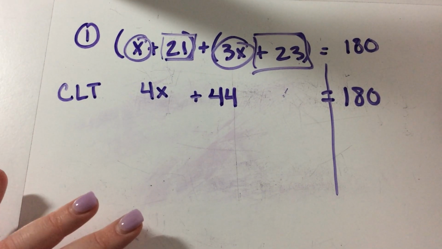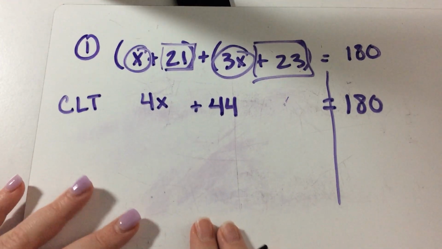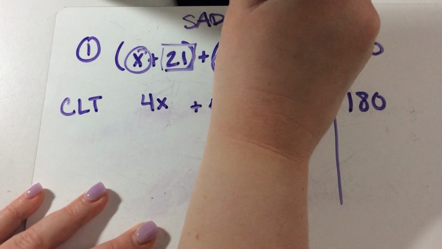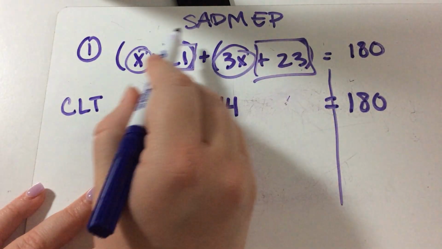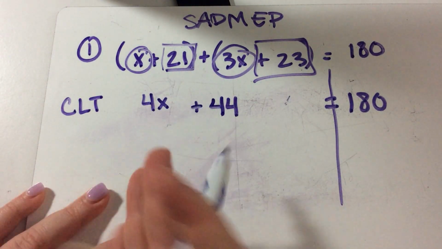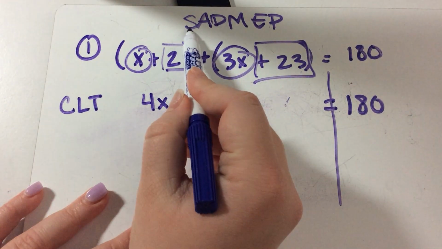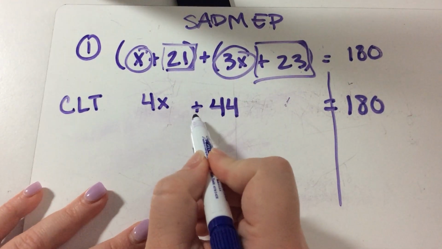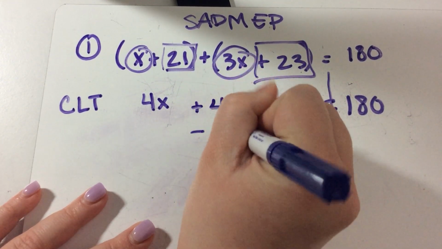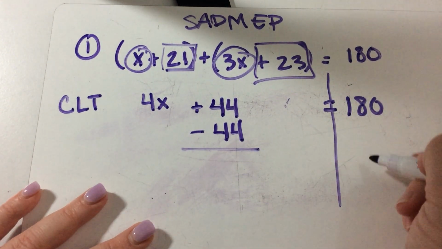So now I have a two-step equation, and I always want to do SAD-MEP first. So what I mean by this, again, it's just PEMDAS backwards because we have some unknown values. Anytime you have a variable, that's your unknown value. So again, I'm going to start with subtraction or addition. I see addition, so I need to do the opposite. So I'm going to subtract 44. Again, what I do on one side, I need to do to the other side.